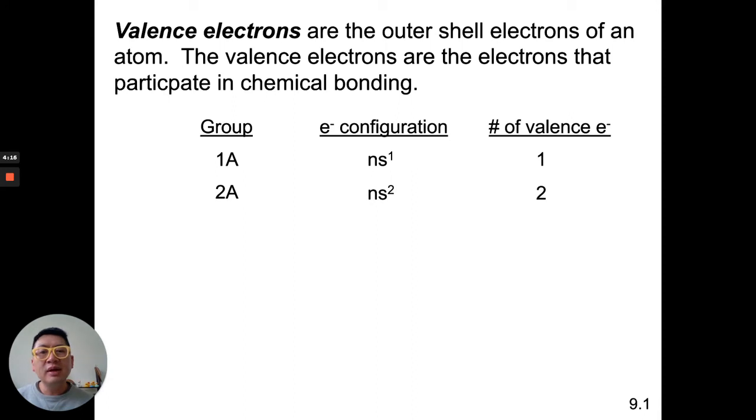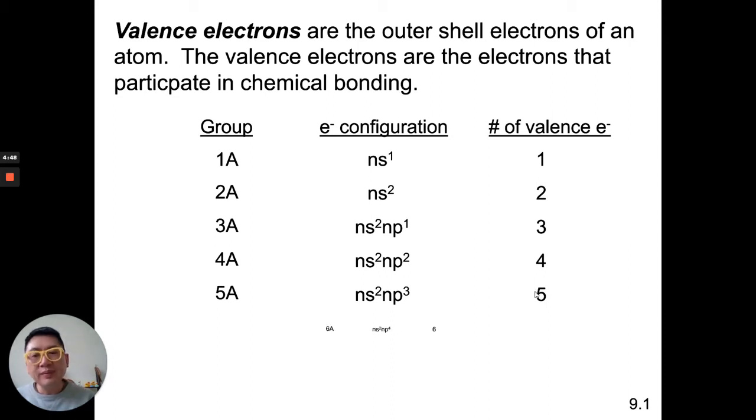Group 2 elements all end in something s2. The outer shell of electrons is 2, so there are 2 valence electrons. Group 3A elements all end in something s2, something p1, so 2 plus 1, or 3 outer electrons. Group 4 elements have 4 outer electrons. You can see a pattern here. Group 5A elements have 5 valence electrons, because they are something s2, something p3. 2 plus 3 is 5. Group 6 elements have 2 plus 4, which is 6. And group 7A has 2 plus 5, which is 7 valence electrons.